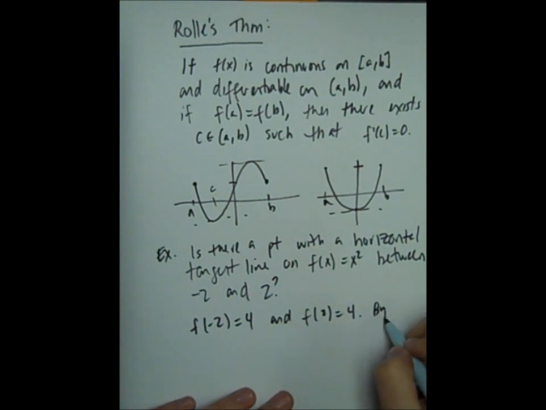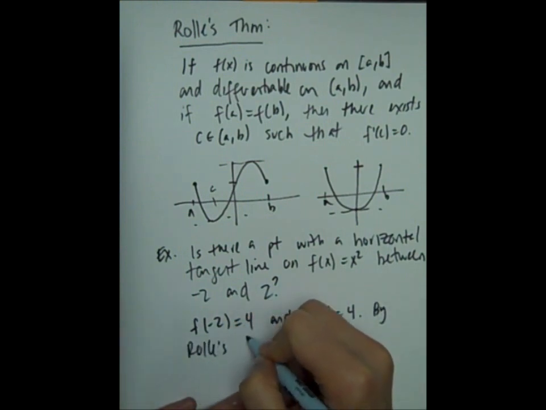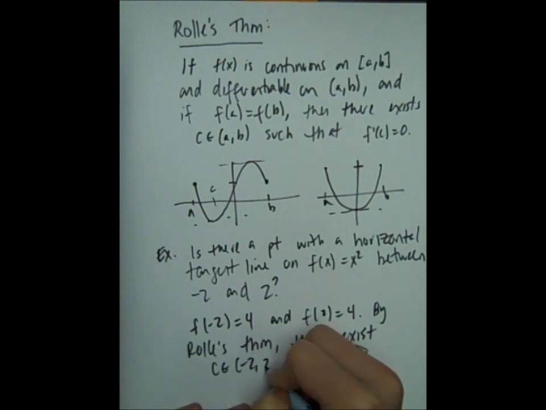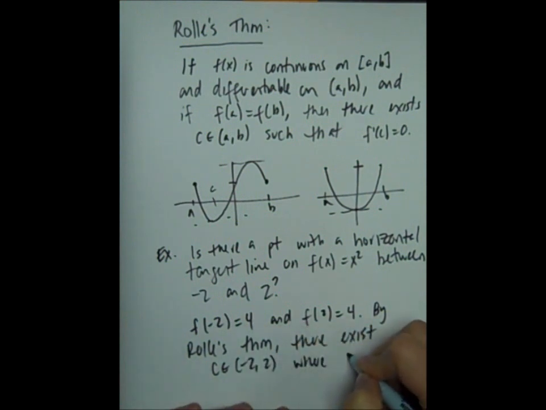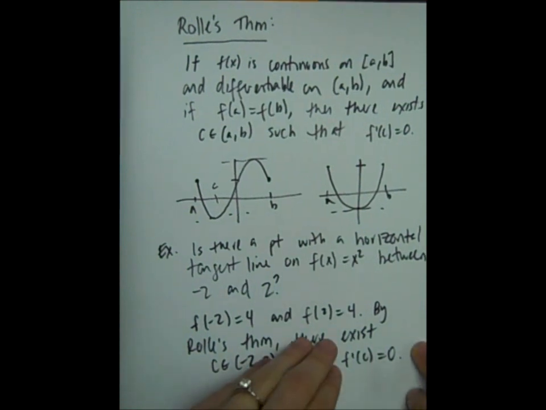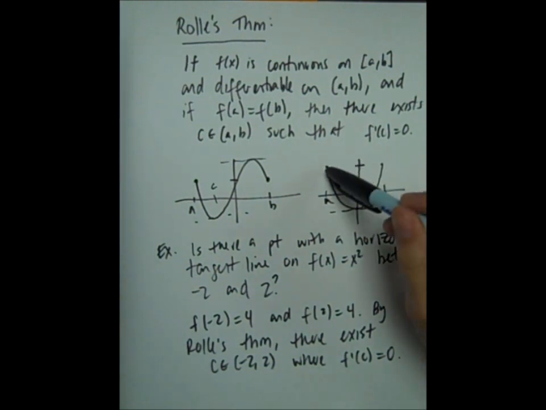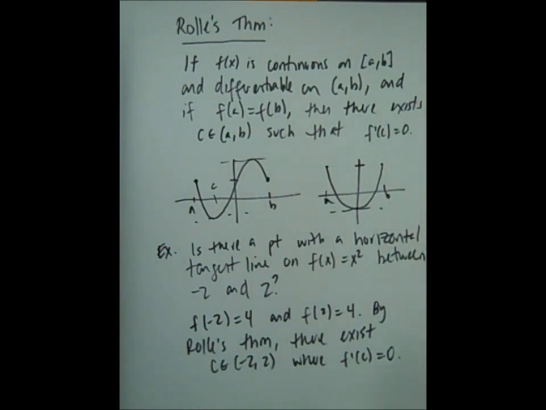So by Rolle's theorem, there exists a c between negative 2 and 2 where f prime of c is 0. So we can guarantee that because the two endpoints gave us the same y value and it was continuous and differentiable. So that's how Rolle's theorem works: you need to guarantee that the two endpoints give you the same y value. If you can do that, then there's going to be a horizontal tangent line. So that's extreme values and Rolle's theorem.